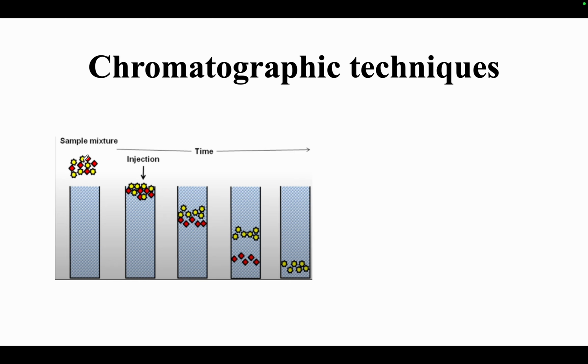We have a sample mixture here, and this is our column. Now this column, as you can see, is composed of a matrix, and this matrix we also call the stationary phase. This blue is the stationary phase matrix. So we have packed our column with a matrix, and that matrix will act as a stationary phase.